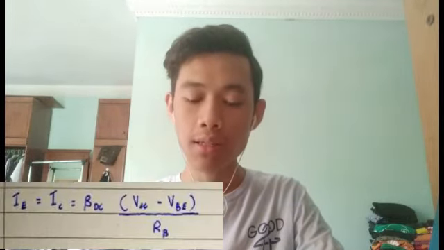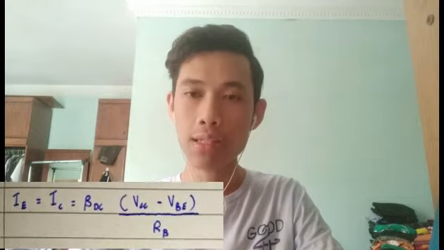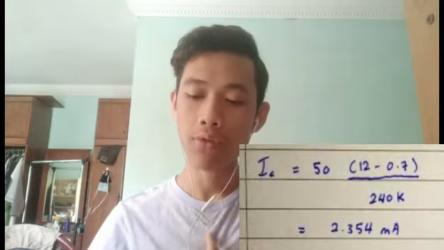Alright, so from the question, we can simply get the value of IC. As we know, IC is equal to BDC multiplied with the total of VCC minus VBE over RB. BDC is 50 as given in the question. VCC equal to 12 volt. VBE is 0.7 volt and RB is 240 kilo ohm. We insert all the values into the equation and we will get IC equal to 2.354 milliampere.